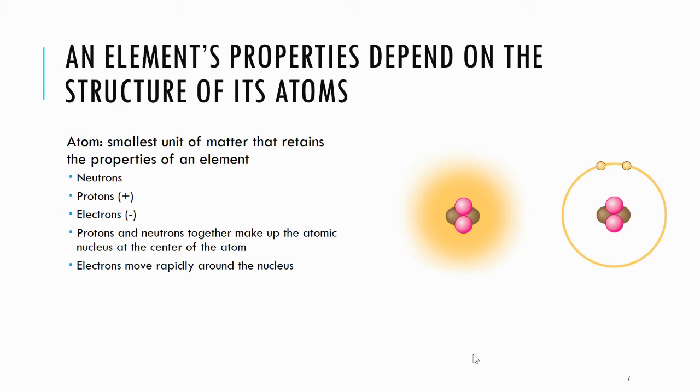The diagram on the left is just showing the electrons in a cloud because they are all the time moving. But then the one on the right shows it's paused, and those two little dots represent the two electrons of that atom.